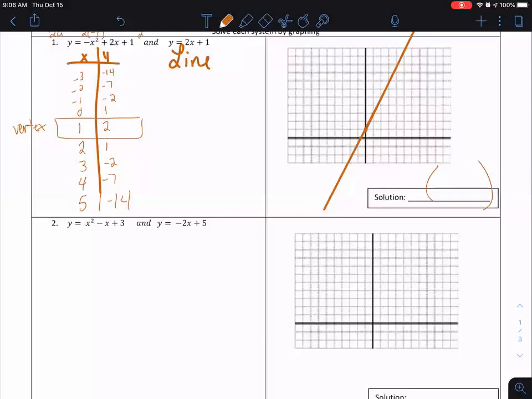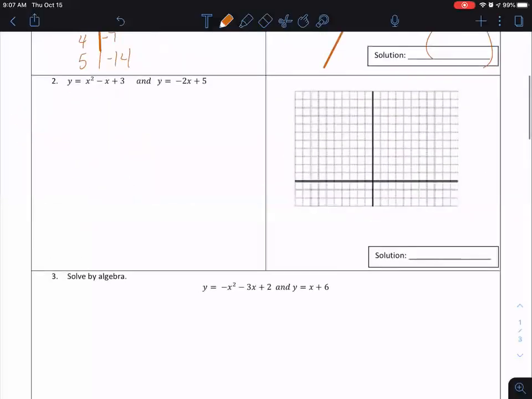I had a student just ask me if they graph it and they see where it crosses, can they stop the graph and not graph anymore? The answer is yes, as long as you are 100% certain it's only going to touch in that one spot. But if you graph it and it does this, you better not just stop there. You better also make sure you find the other one. But if you are 100% certain it's only going to touch once, you can stop. Great question. By the way, sometimes they don't touch at all and it's a no solution.